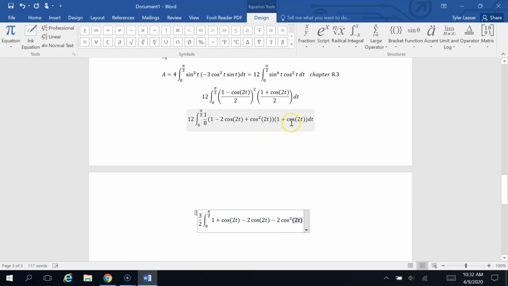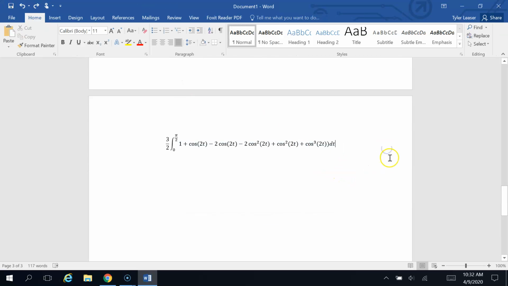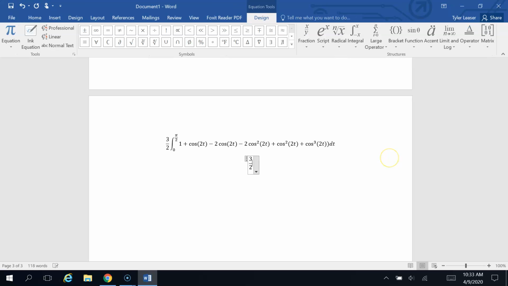All right, and then cosine squared 2t times these two things. So we're going to get a cosine squared of 2t. And then we're also going to have a plus cosine cubed of 2t. Great, and then we still have the dt on the end. Okay. Still have the 3/2 out in front. Still have the integral from 0 to pi over 2.